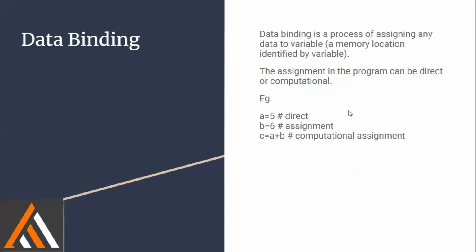Let's see data binding. This is the most important thing in programming, that whenever you use data, the data has to be properly assigned to a variable or a constant, just like what we have seen in the last slide. You need to know that there are two or three types of assignments. There is a direct assignment where we give the value directly to a variable, there is a computational assignment, or there is an indirect assignment, like assigning from another variable by creating some operations. We'll see it on the prompt.